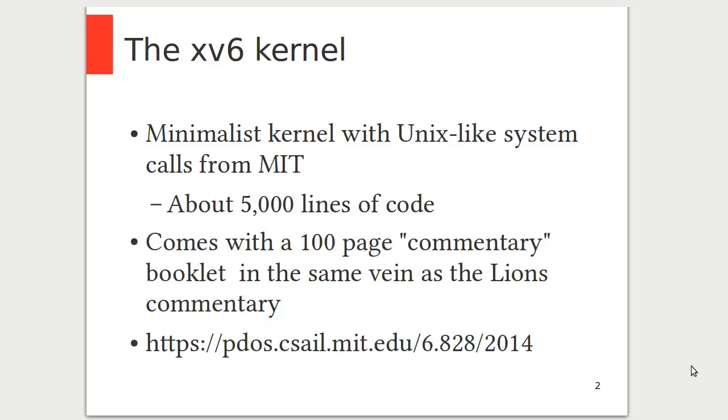If you're interested in how operating systems work, and in particular how kernels work, then I'd really highly recommend that you look at the XV6 kernel. It's a very minimalist kernel. It's only about 5,000 lines of code. It comes from MIT with an MIT license. And not only is it small, which makes it much easier for you to digest and understand, but it actually comes with a great commentary booklet in the same vein as the Linux commentary did with 6th edition Unix. So let's have a quick look at the website.